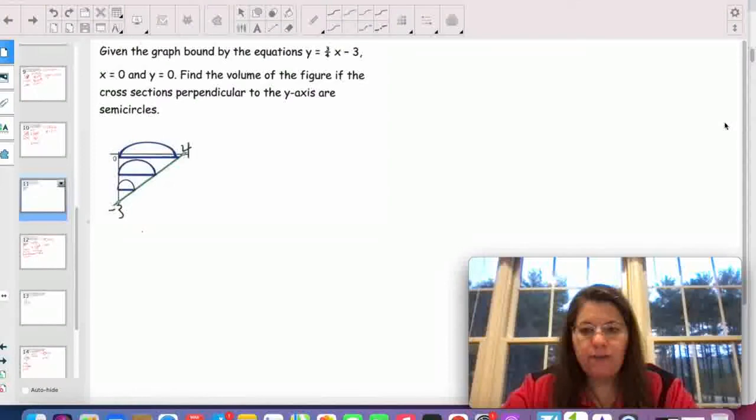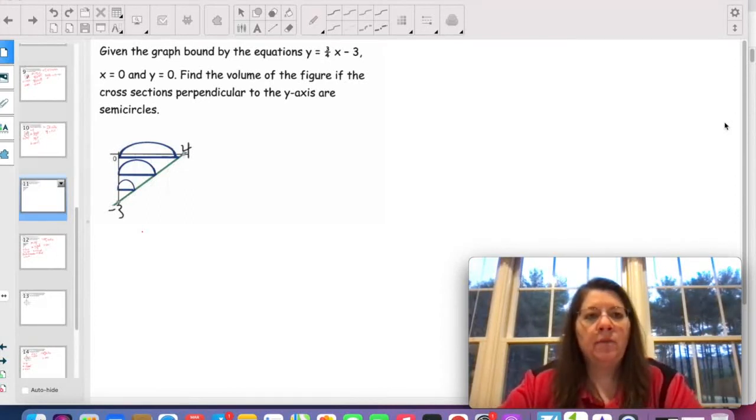So I've got 3 examples for you. I want you to set these up and go ahead and integrate them on your calculator, and let's make sure you've got what you need. This one says, given the graph bound by the equation y equals 3/4 x minus 3, x equals 0, and y equals 0, find the volume of the figure if the cross sections perpendicular to the y-axis are semicircles.